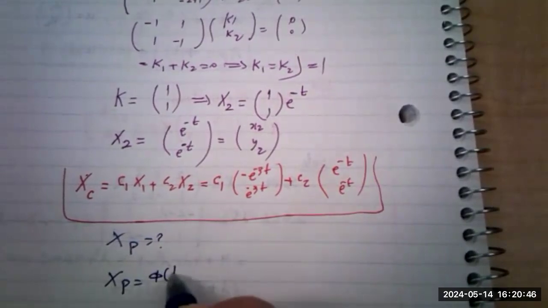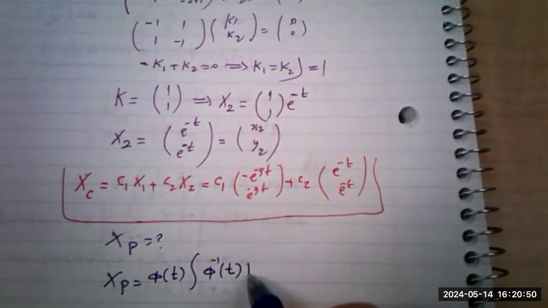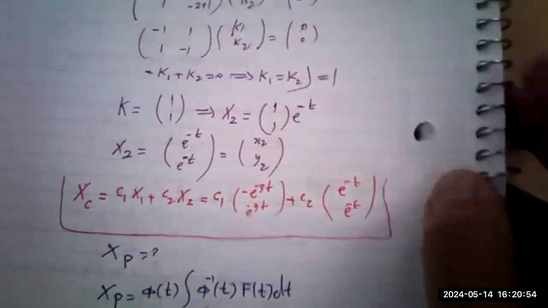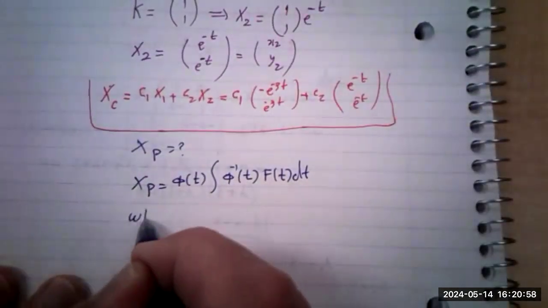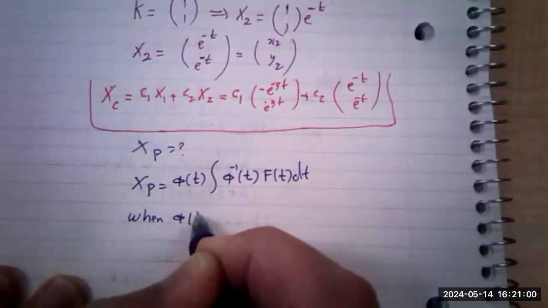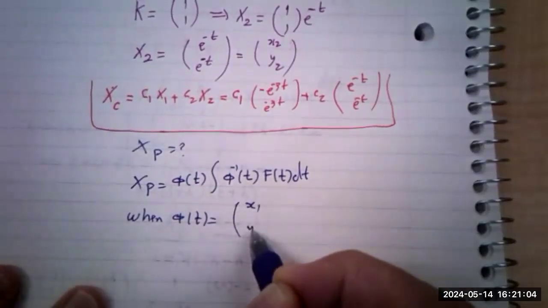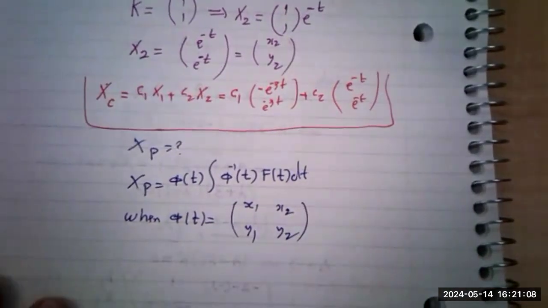XP is going to be phi of t times the integral of phi inverse of t times f of t dt. Okay, that is going to be the case. And where phi of t is going to be this matrix: x1, y1, x2, y2. Now you substitute.